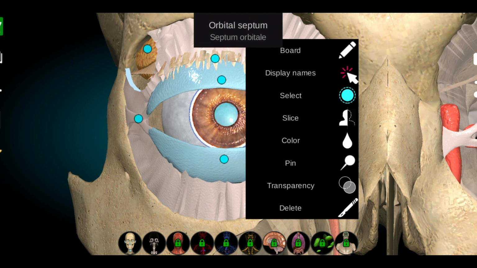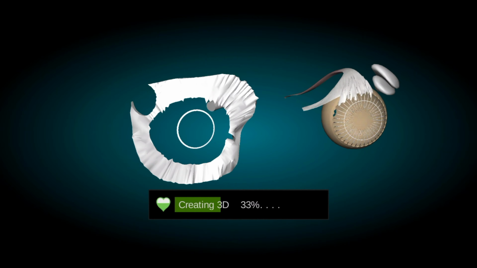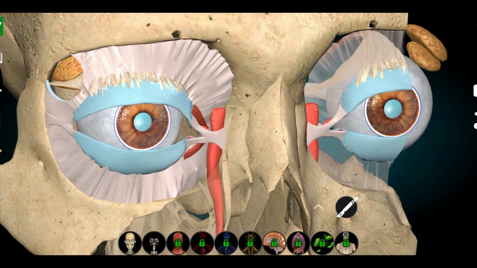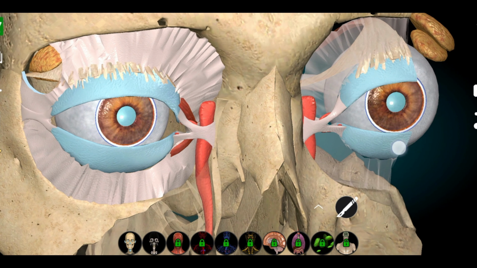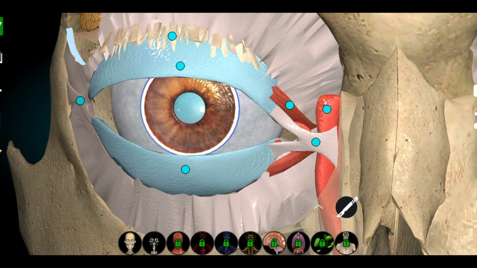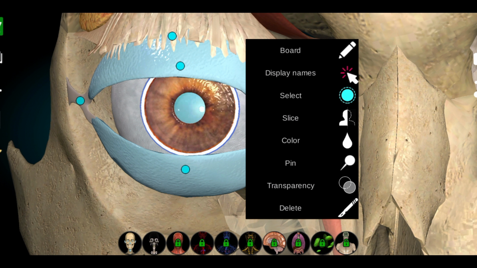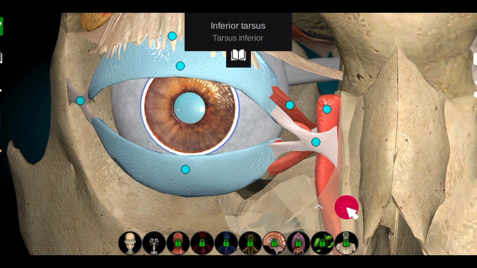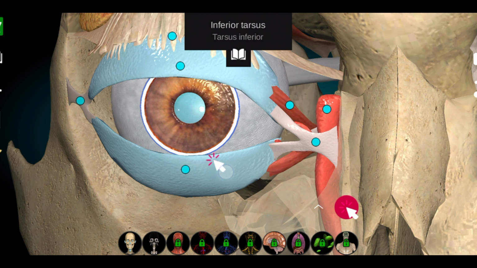If we just remove them, here I just removed the orbital septum. Now we can see that there are two structures here which are in bluish color. This is called the superior tarsus, and this is called the inferior tarsus.